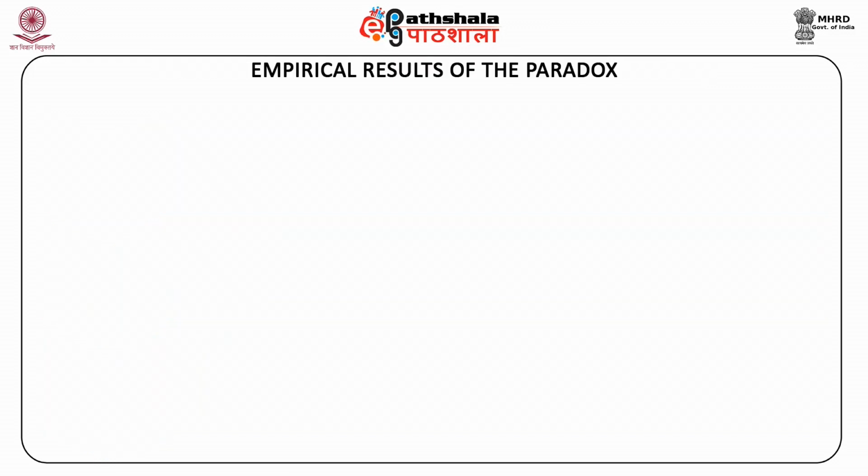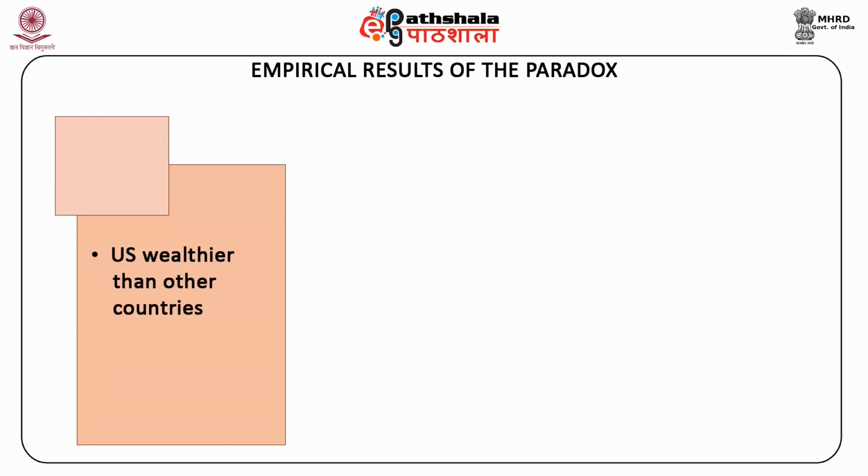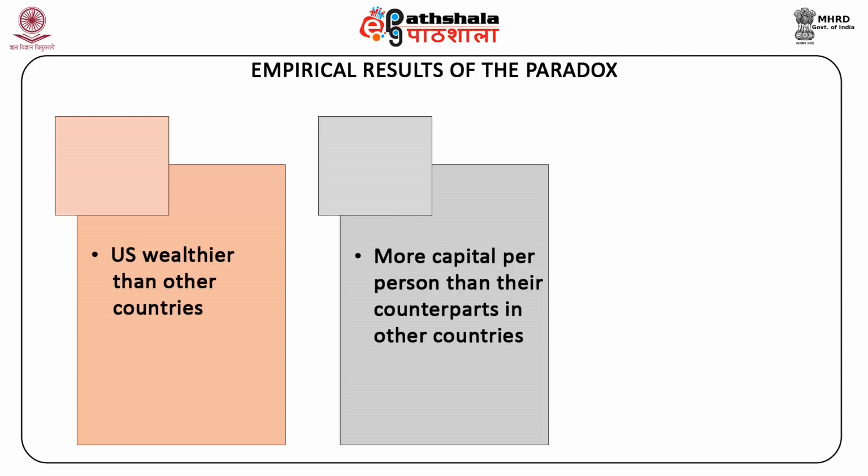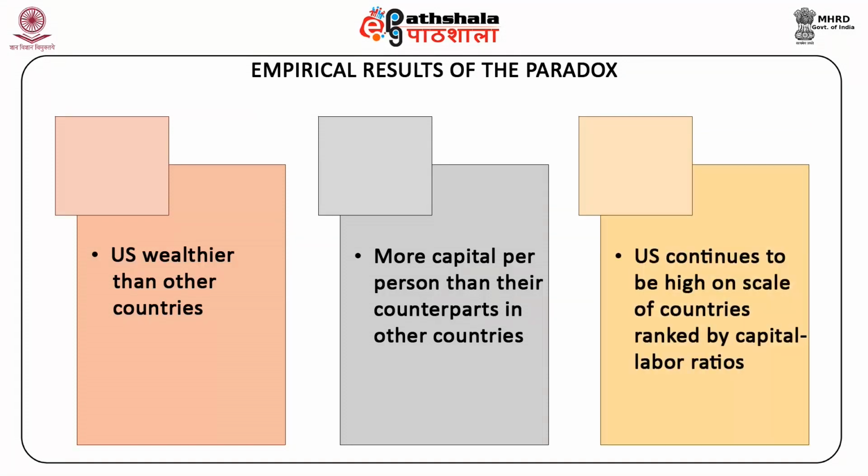Let us look into the empirical results of the paradox. The United States has been a special case among countries until recently. The US was, until a few years ago, much wealthier than other countries, and its workers visibly worked with more capital per person than their counterparts in other countries of the world. Even now, although some Western European countries and Japan have caught up, the US continues to be high on the scale of countries as ranked by the capital labor ratios.